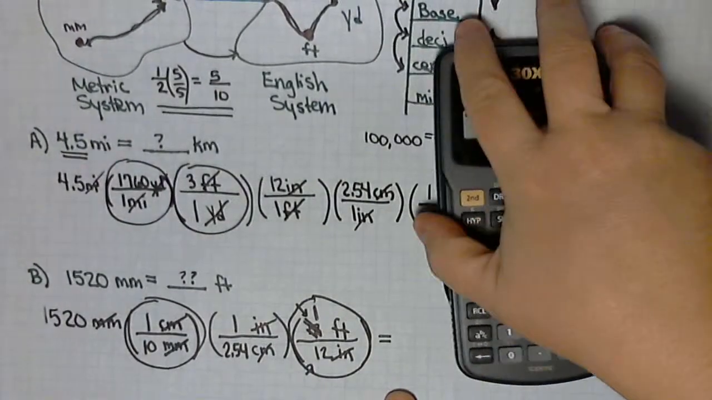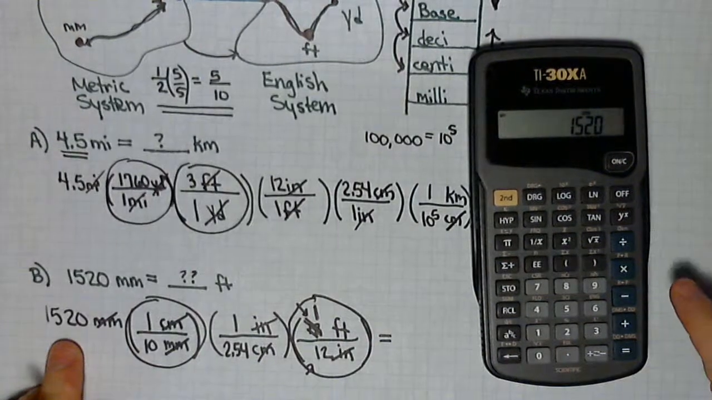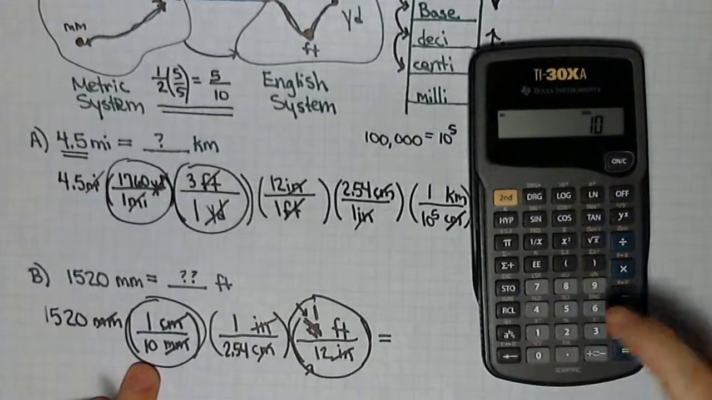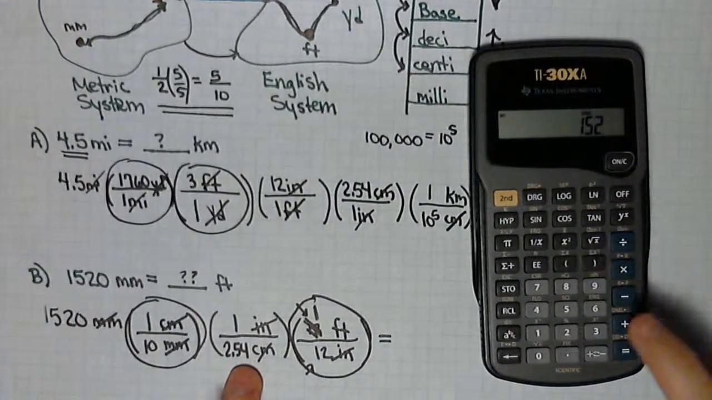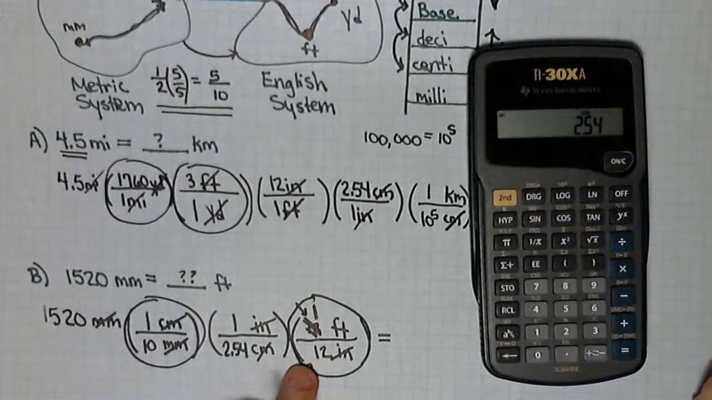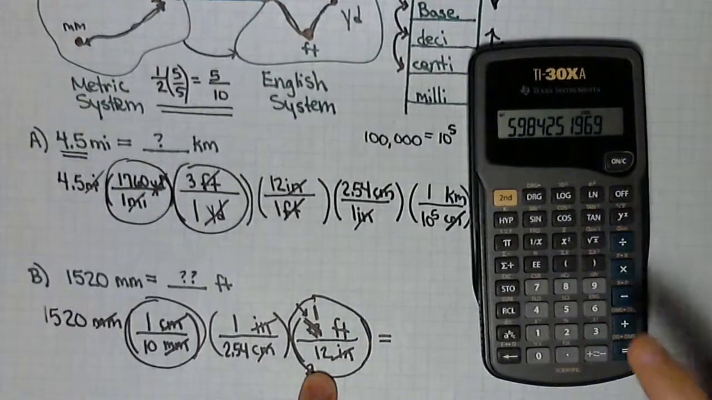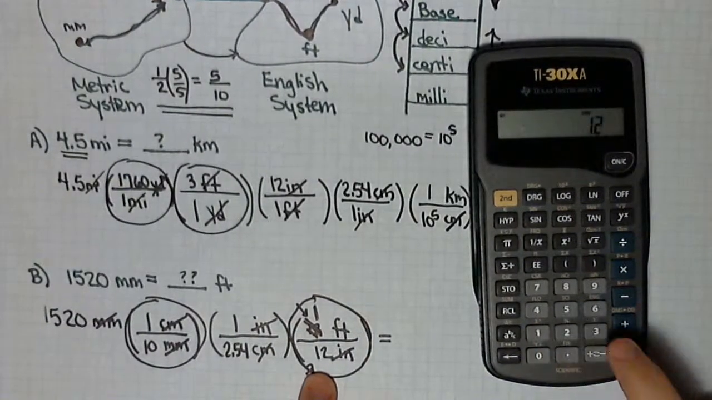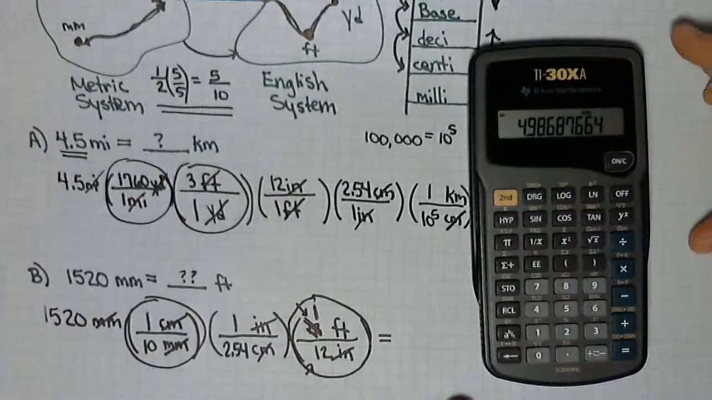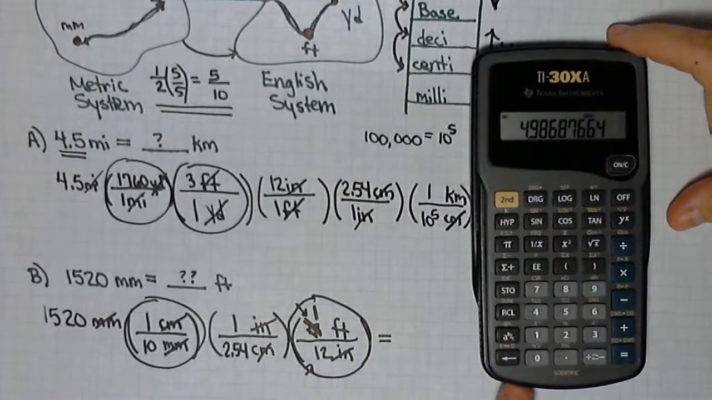So in typing on the calculator, I need 1520 divided by 10. Notice I'm going to say divide again, 2.54. Then I could say multiply by 1, but it's not going to do anything because multiplication by 1 is the identity of multiplication. Divide by 12. And I get 4.98687664. A whole bunch of stuff.